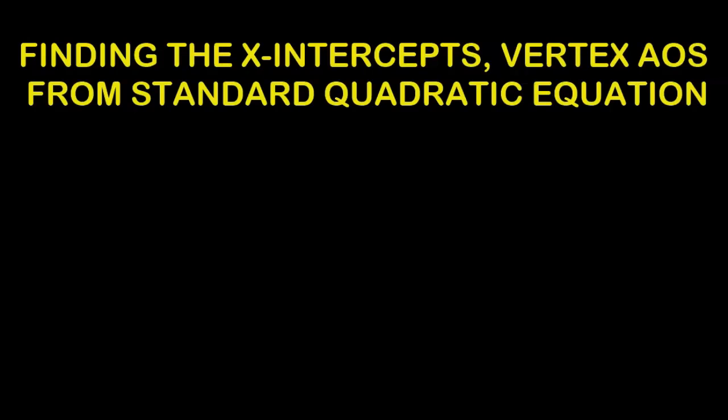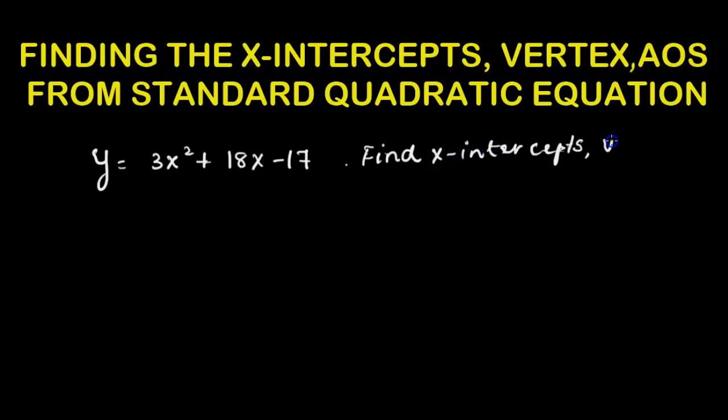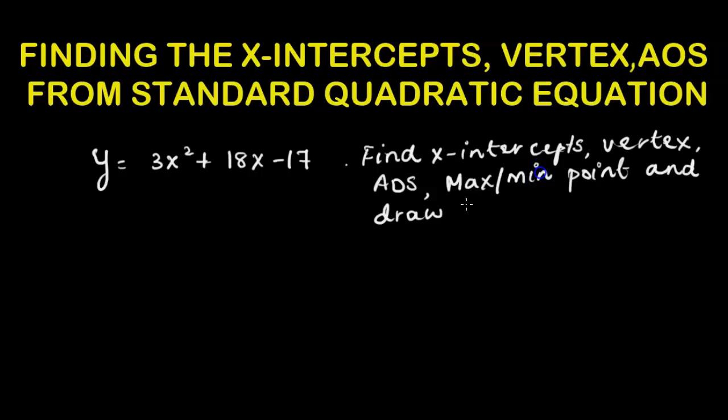Hey guys, in this lesson we will understand how to find the x-intercepts, vertex, axis of symmetry, and even how to draw graphs from a standard quadratic equation without using a table of values. Let's say we're given the question y is equal to 3x squared plus 18x minus 17, and we're asked to find the x-intercepts, vertex, axis of symmetry, max or min point, as well as draw a graph of the given equation without using a table of values.